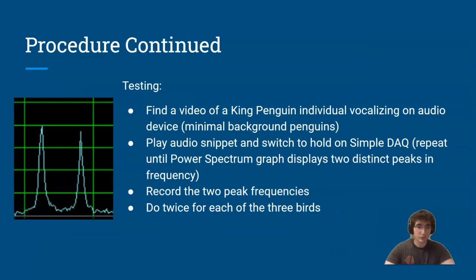So for the actual process of gathering data, I would look for a video of king penguins making noise on my phone, and then I would play an audio snippet of that king penguin making noise, and then I would switch to the Simple DAC software and pay attention to the power spectrum graph. So I would keep repeating that process until I got two distinguishable peaks on the power spectrum graph. And then I would screenshot that, and I would do that twice for each penguin and three times for the three penguins.